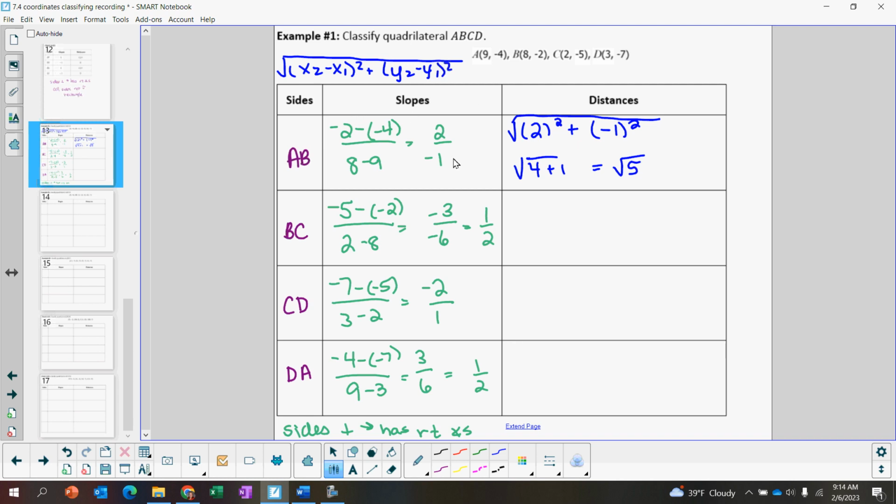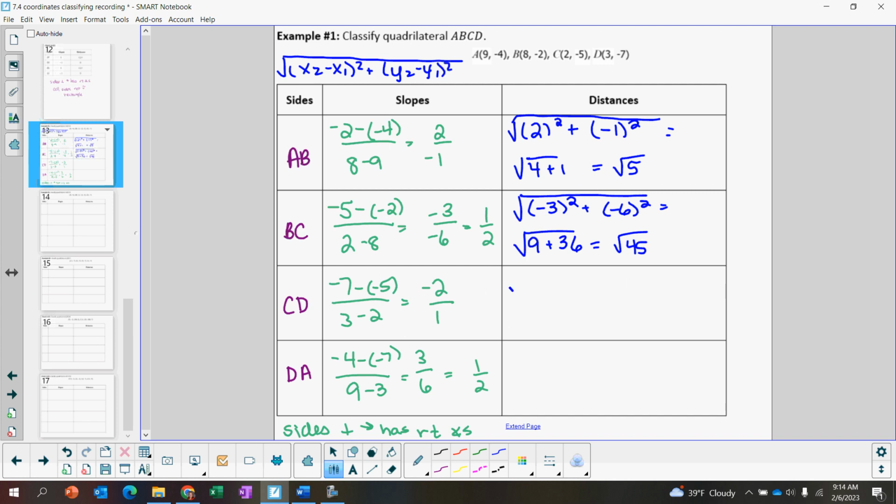The really important thing we have to do, though, is use the original numbers before I reduce them, because the actual work of x2 minus x1 was negative 6. The actual work of y2 minus y1 was negative 3, not 1 and 2. So we have to use the original numbers. So we're going to have negative 3 squared and negative 6 squared. That's going to be 9 plus 36, the square root of 45. And we're going to leave it like that. We won't even turn it into a decimal. We won't reduce it, because all we're trying to do is see if they're the same. So square root of 45 is okay.